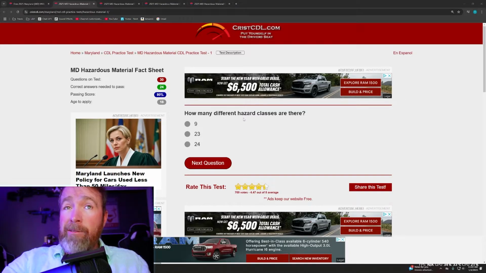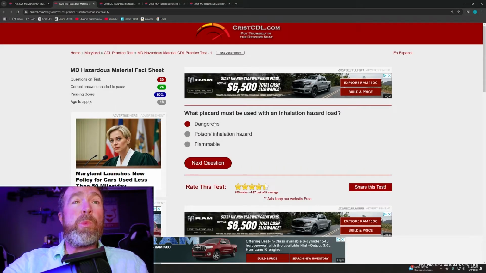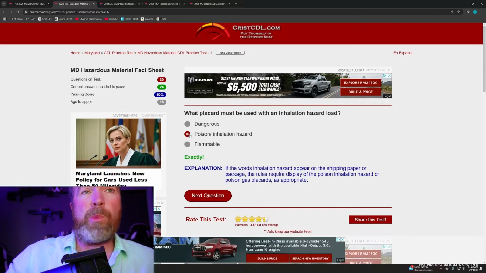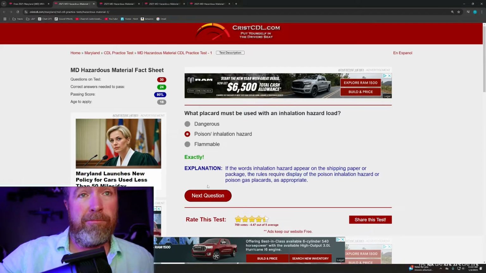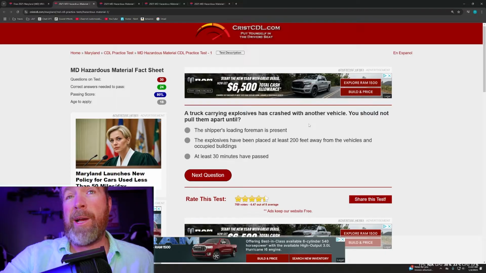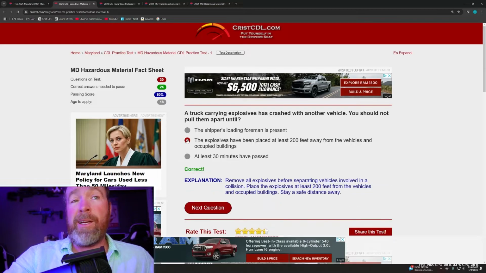How many different hazard classes are there? Well, there are 9. Easy. What placard must be used with an inhalation hazard? Inhalation. Go figure. A truck carrying explosives has crashed into another vehicle. You should not pull them apart until the explosives have been placed at least 200 feet away from the vehicle and occupied buildings.